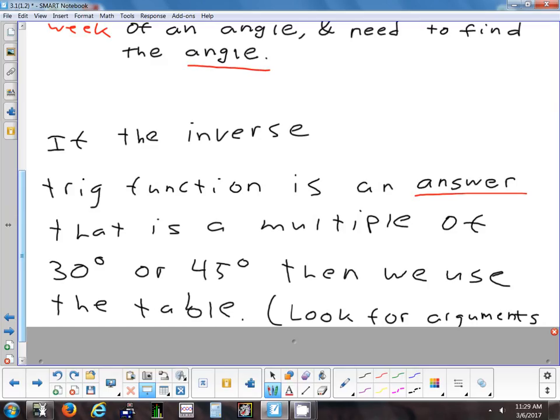Here's the point. If I ask you a question, and the answer to that question is a multiple of 30 or 45, then go ahead and use this table to figure out the question. What's weird about that? We don't give the answer. You don't have the answer. This is like saying you need to know the answer before you figure out the problem. If the answer is a multiple of 30 or 45, then use this table. But how do you know what the answer is going to be before you figure it out?